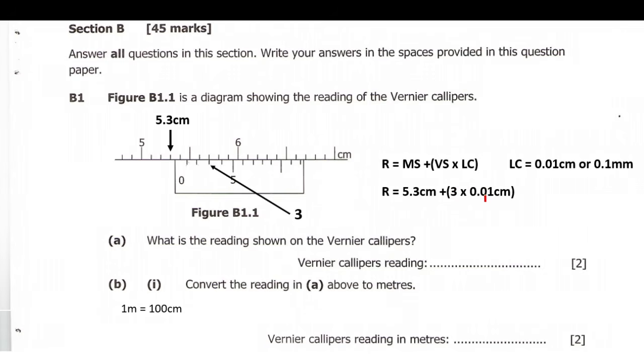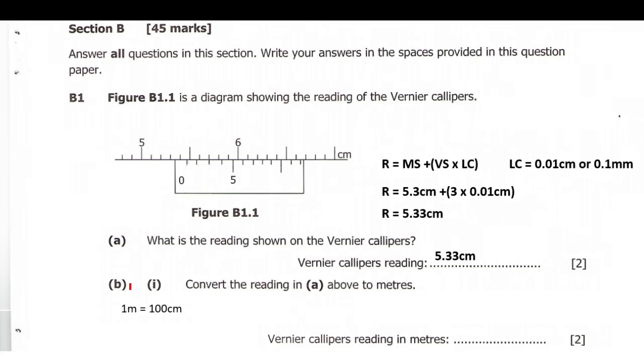First of all, brackets, division, multiplication, addition, and subtraction. BODMAS must work. First, multiply what is in the brackets, which will be 3 times 0.01, which will give you 0.03. Then add to 5.3, which will give you 5.33 centimeters, like that. So this is our reading, which we are going to place here.